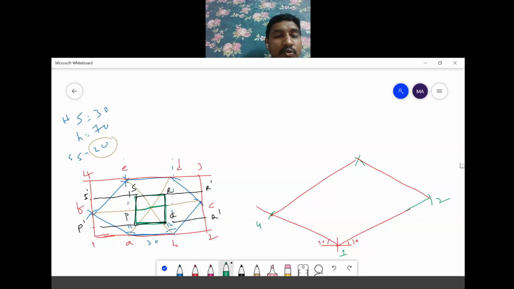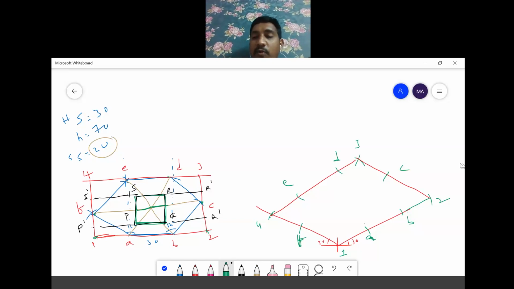I am measuring from 1 to A and cutting an arc here. I will get point A. I am measuring from 1 to B, cutting an arc here. I will get point B. I am measuring from 2 to C, cutting an arc here. I will get point C. I am measuring from 1 to F, cutting an arc here. I will get point F. Is it clear? And this one is 3. I am measuring from 3 to D, cutting an arc here, I will get point D. I am measuring from 3 to E, cutting an arc here, I will get point E.